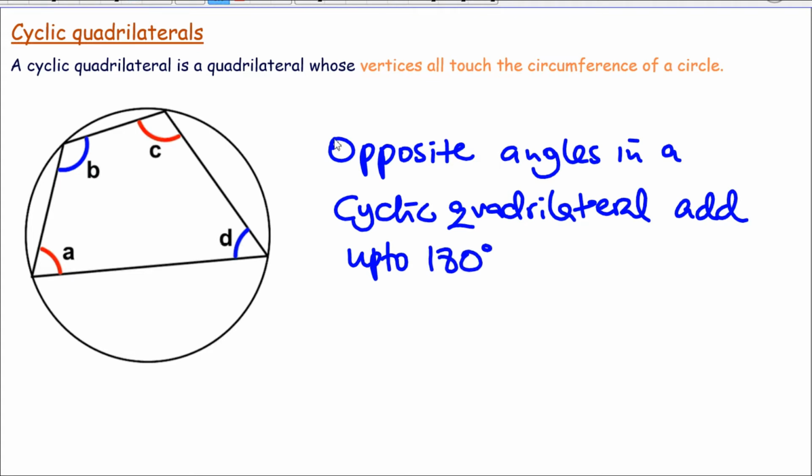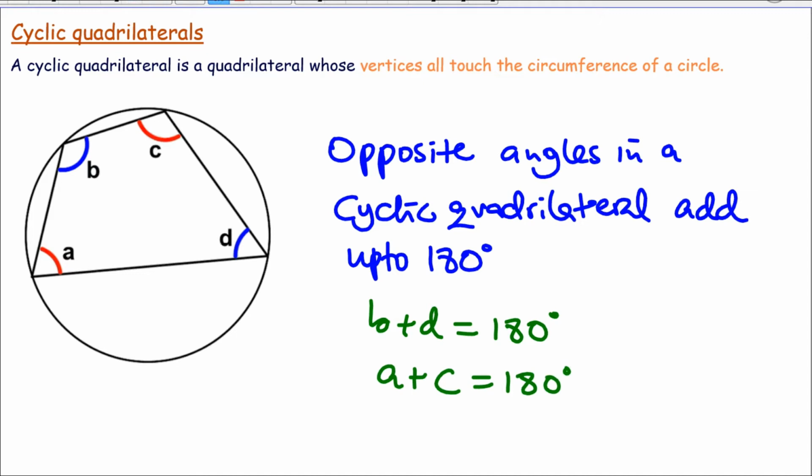So they always add up to 180 degrees. For example, in this case, B plus D will always be equal to 180 degrees. And the same applies to A plus C, always equal to 180 degrees. So we are going to use this idea to solve a few questions here.